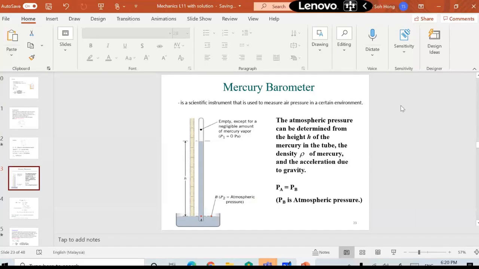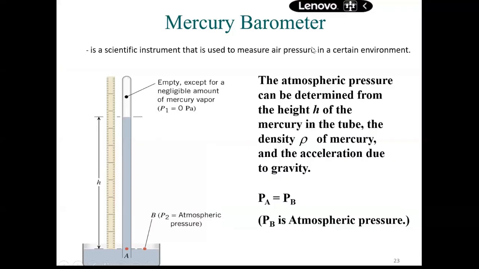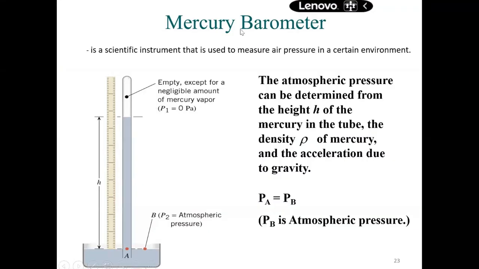Now let's move on to the barometer. Mercury barometer means the fluid used in the barometer is mercury. We also have water barometers, or barometers using any other liquid. A barometer is basically a scientific instrument used to measure the air pressure at different environments or locations. Atmospheric pressure is 1 atm. It is also equal to 760 millimeter mercury.